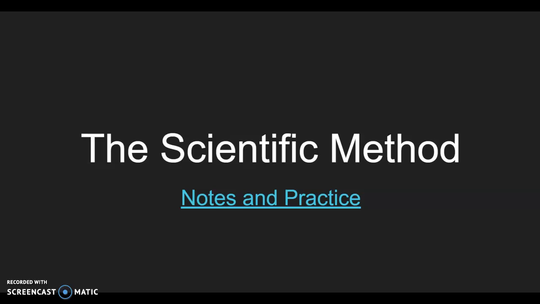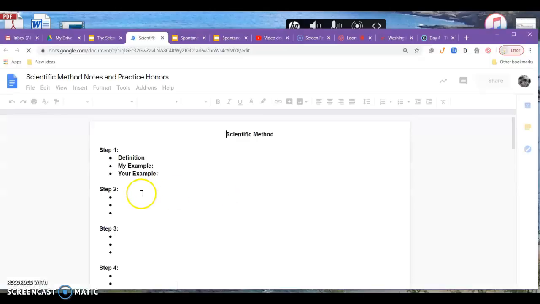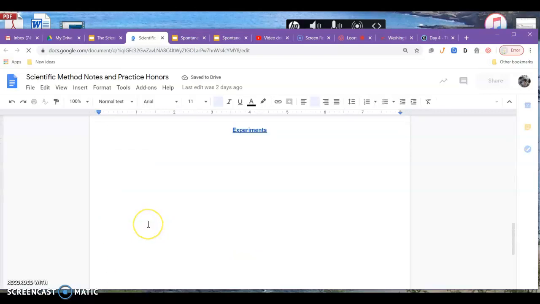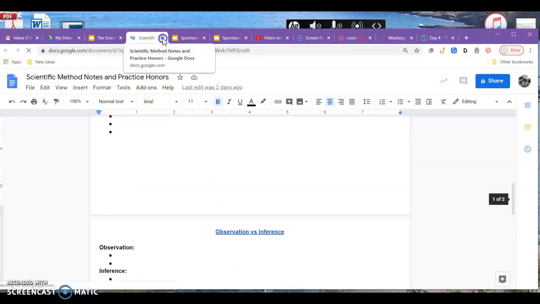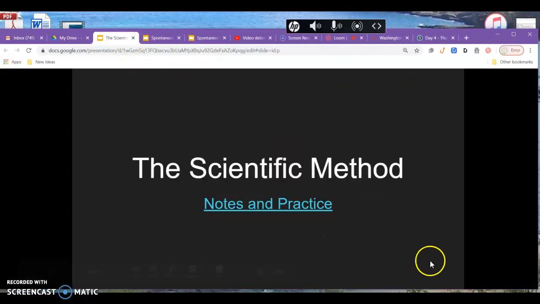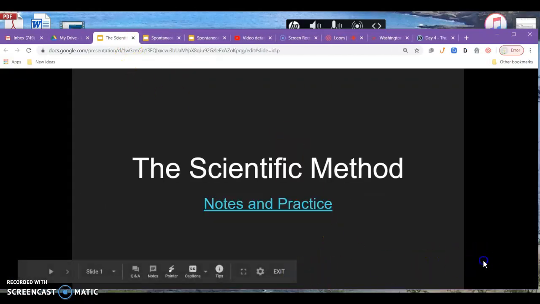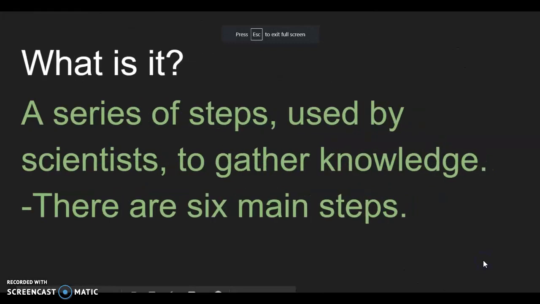Our first topic is going to be the scientific method. With the scientific method, we will take notes, and then there will also be an opportunity to practice. So, the scientific method, what is it? It is a series of steps used by scientists to gather knowledge, to gain information. And we're going to go through 6 main steps.